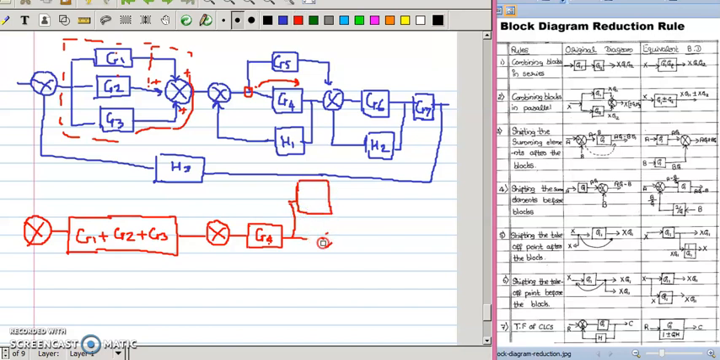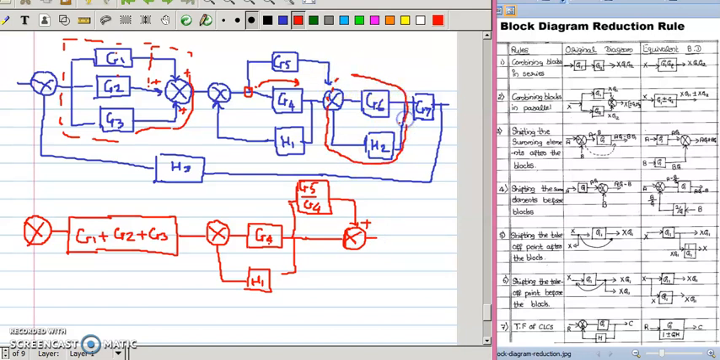When we shift this takeoff point after the block, what happens? It becomes G5 divided by G4, right? And we give it here, right? This is positive, and this feedback is again as it is, that is H1. This is as it is, right? Now see, can we use it like this?